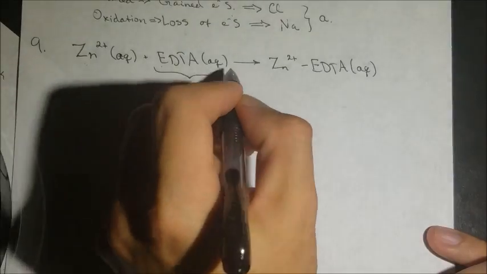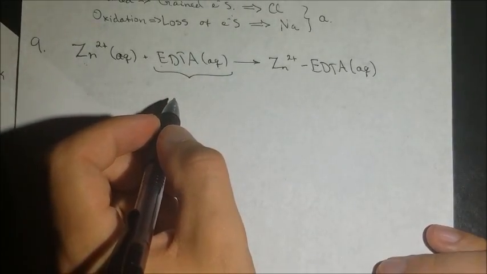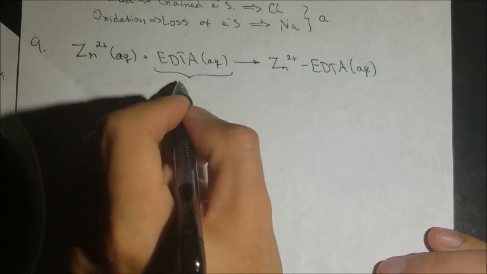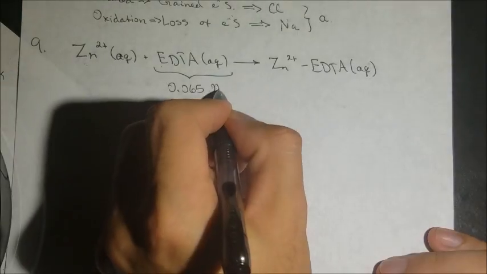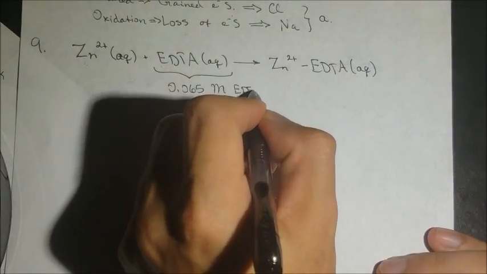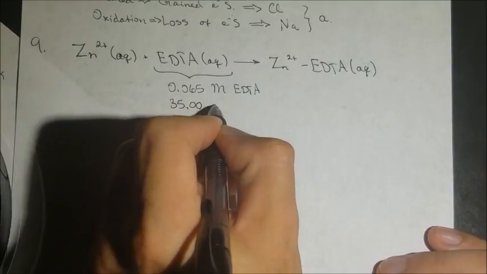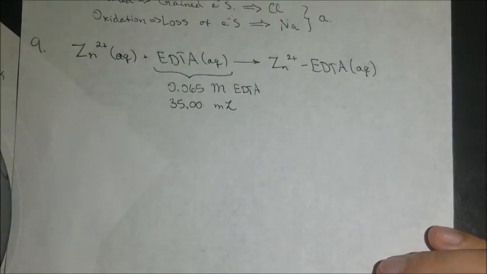So from my EDTA measurement, I had some kind of a burette and I went ahead and did this experiment. I had 0.065 molar EDTA, right? And I dispensed 35 milliliters of it into my zinc solution to get it to bind all of the zinc up. This is a very analogous process to saying we added the same number of moles of base to neutralize the acid. Same exact idea, except the chemistry now is a little bit different.